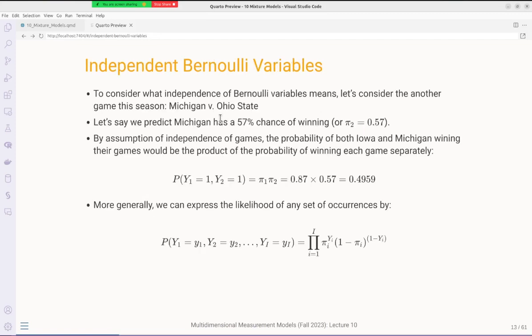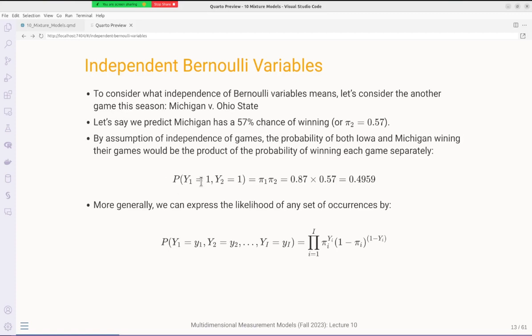Now, let's talk about independent variables. Let's imagine that I just picked a game, Michigan versus Ohio State. That's always a famous one in the Big Ten. Of course, football, but it could be any other sport. But let's imagine Michigan has a 57% chance of winning. By the way, if you're not into sports, you don't have to worry about this. Just think of this as answering item 1 or answering item 2.